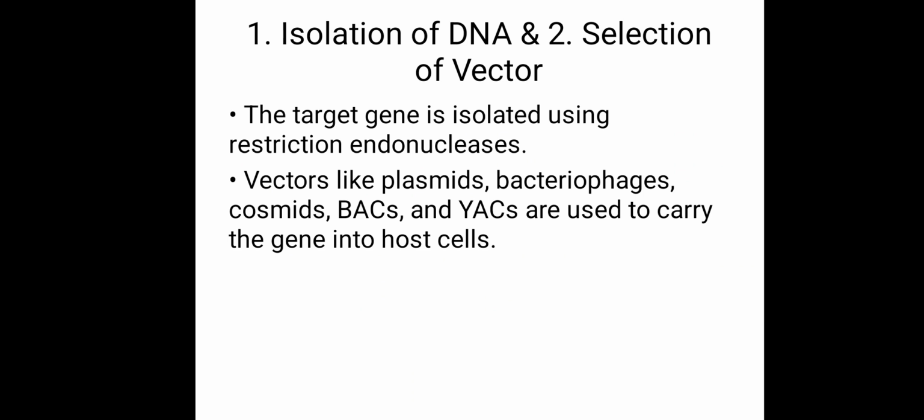So, the isolation of DNA and selection of vectors. The target gene is isolated using restriction endonucleases, and the gene of interest is identified and isolated. Then selection of vectors. Vectors like plasmids, bacteriophages, cosmids, BAC and YAC are used to carry the genes into host cells. And cutting DNA with restriction enzymes. Restriction endonucleases cut DNA at specific sequences, leaving sticky or blunt ends.